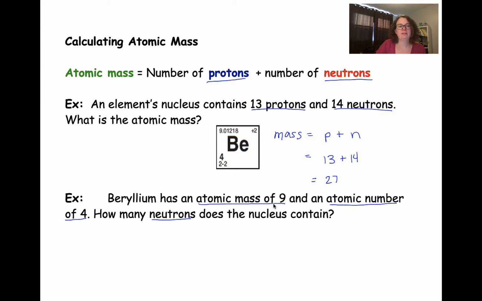The atomic number is 4. And remember, the atomic number is the number of protons. Right? So if we use our equation, mass equals protons plus neutrons, we have atomic mass, that's going to be 9. We have number of protons from our atomic number, so that means that we can determine the number of neutrons. Right? So I can just do some quick math here. I get 5 equals neutrons. So I have 5 neutrons, 4 protons for a total mass of 9.